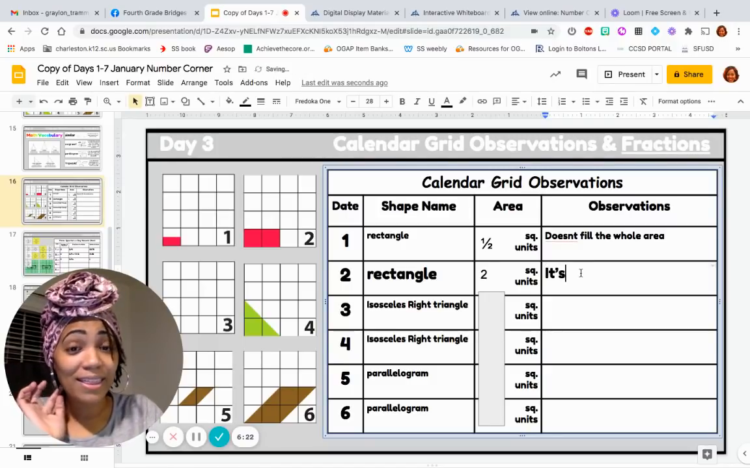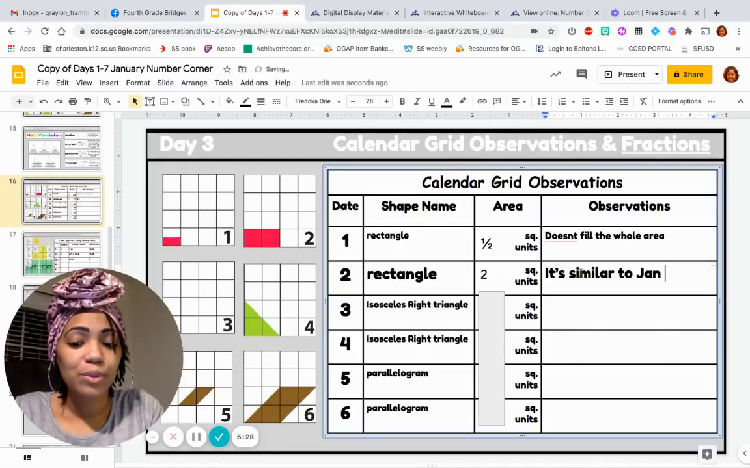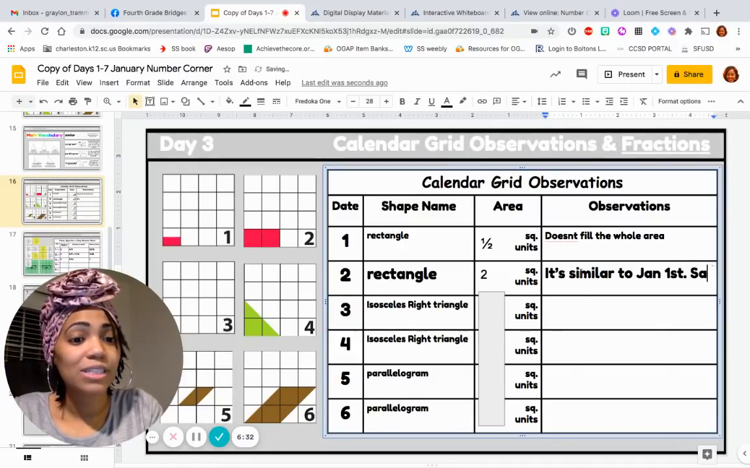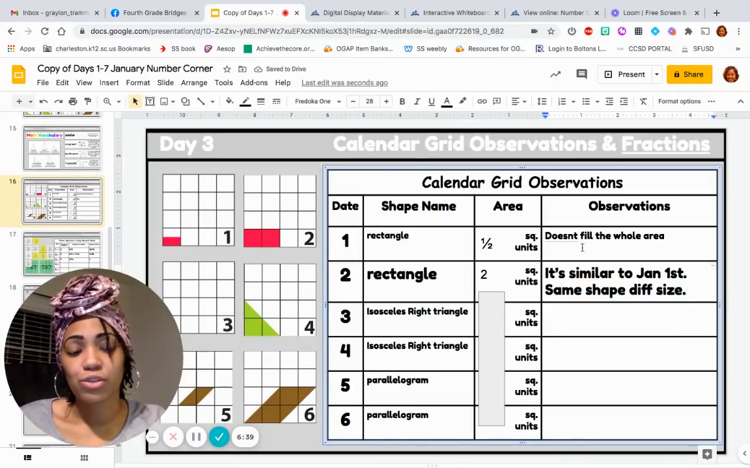Are you using that math language? If you are, that's awesome. It's similar to January 1st. Same shape, different size. That's what similar means, just to remind you.